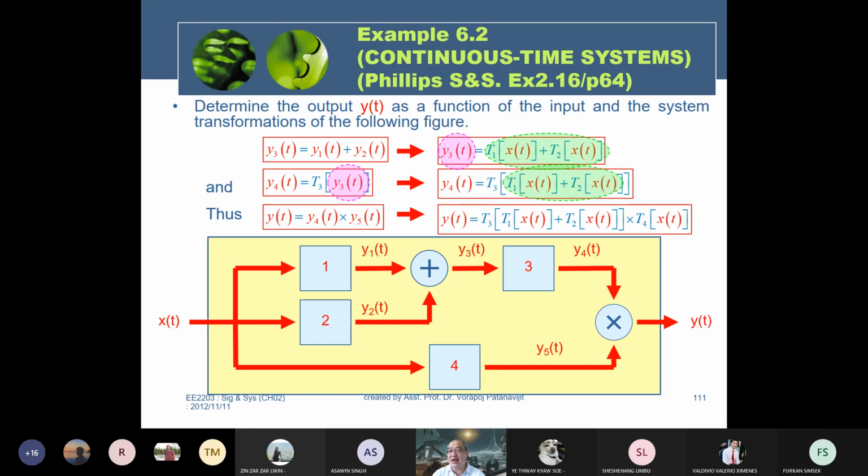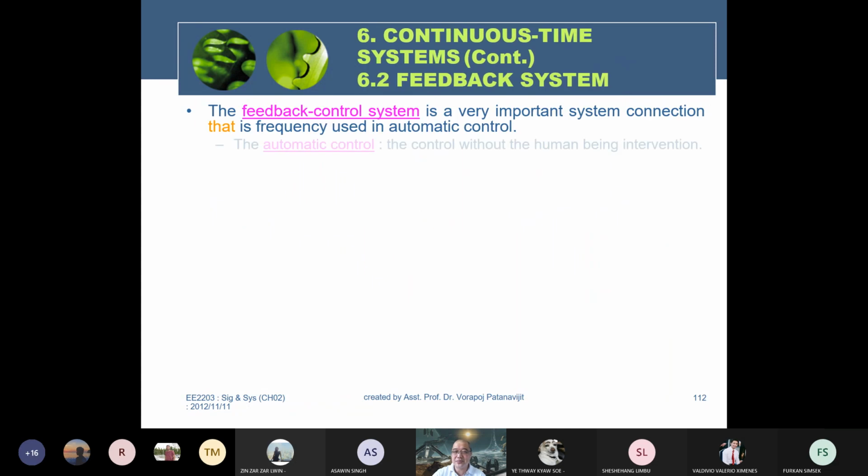You can express other real physics models by a simple block diagram using these three simple blocks: proportional, integrator, and differentiator. The next system structure that we frequently find is the feedback control system. The feedback control system is a very important connection that is frequently used in automatic control.